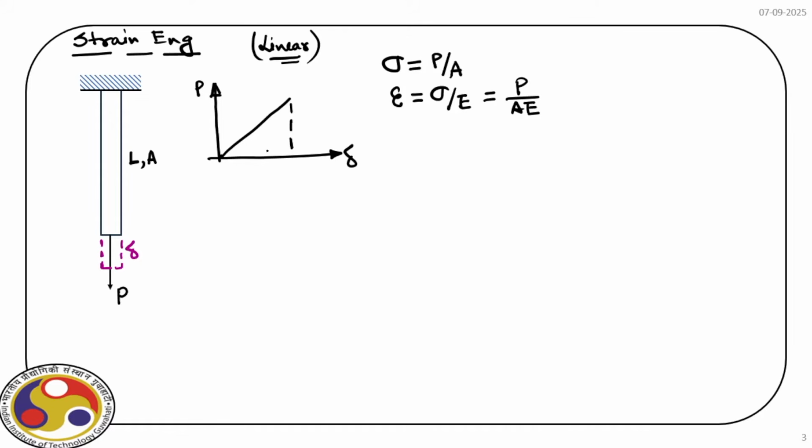Now, strain energy stored due to this elastic deformation within this body is the area under this curve. So strain energy is normally represented by capital U. Recall we earlier used small u for deformed shape. So now we use capital U for strain energy. It is the work done by the external force, that is P, and which is half times P times delta.